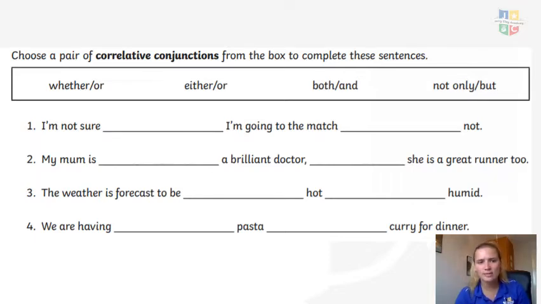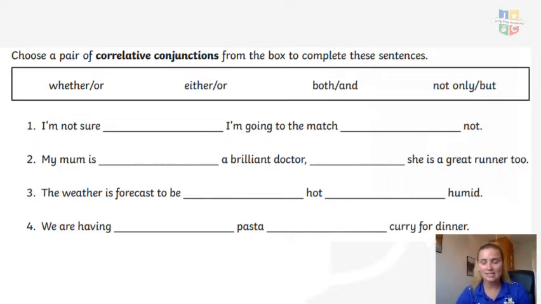If we put the next ones in, I'm not sure either I'm going to the match or not. That doesn't make sense. I'm not sure both I'm going to the match and not. That doesn't make sense. I'm not sure not only I'm going to the match but not. Okay, so we can see how that one doesn't make sense.